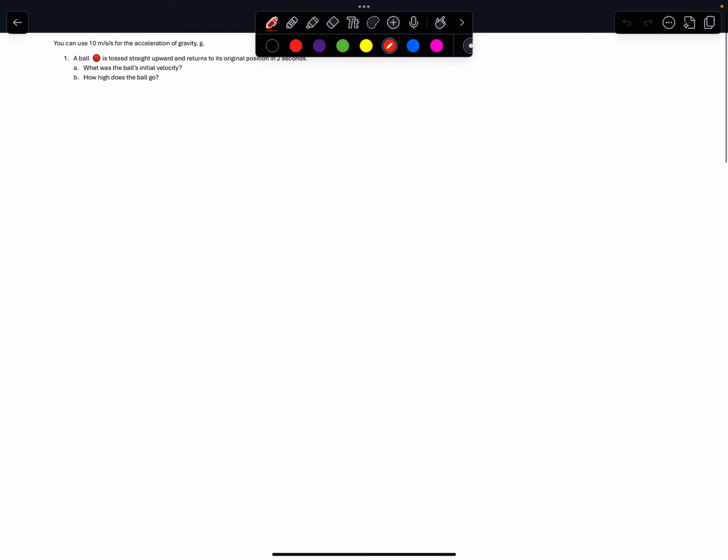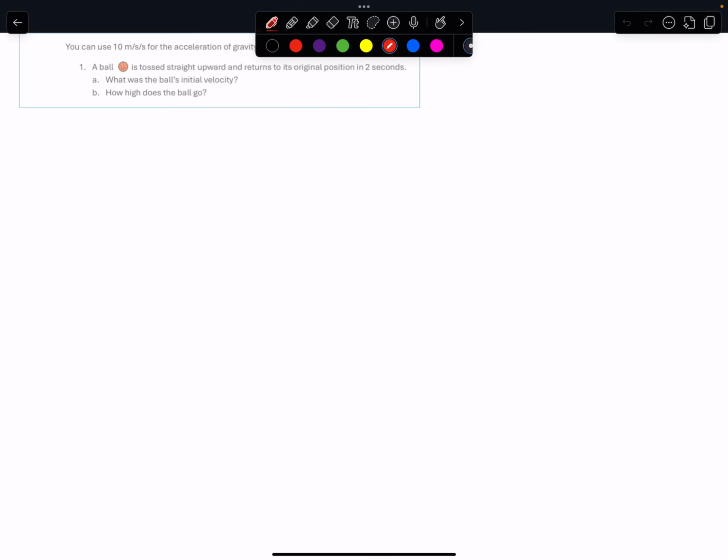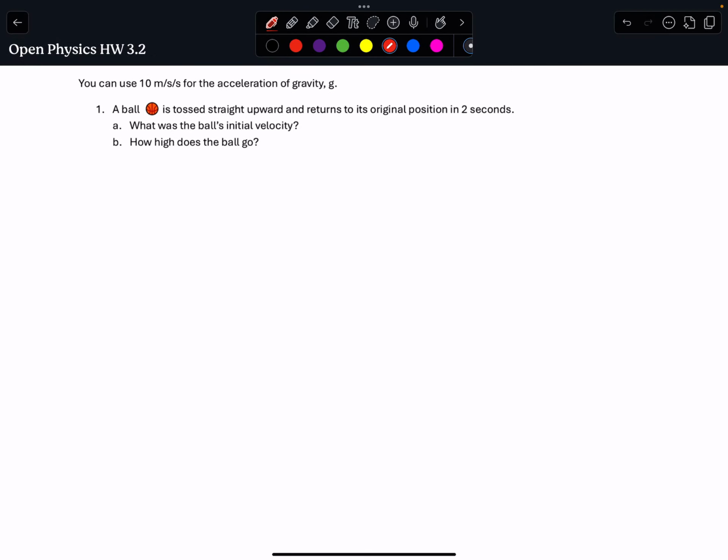And here we go. So we're going to toss something straight up in the air, and it returns to its original position in 2 seconds. What was the ball's initial velocity? How fast was it thrown? And how high does the ball go?